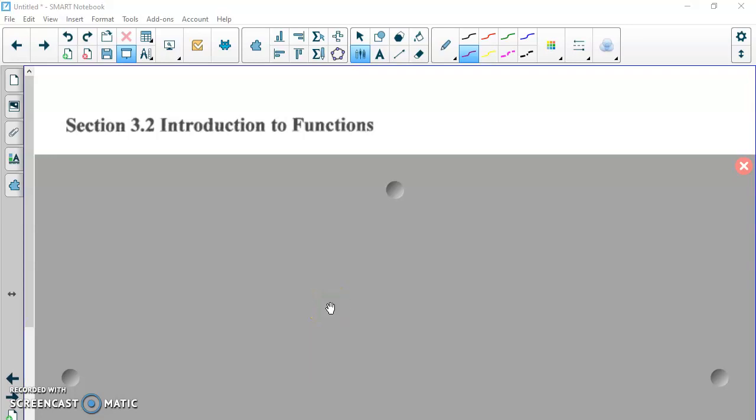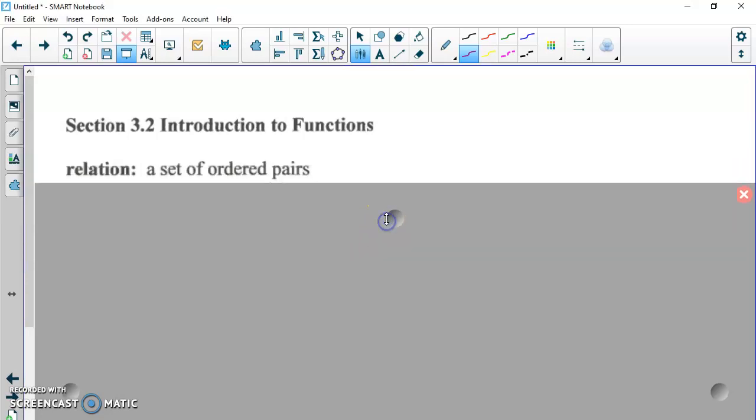Hey guys, so today we're going to do section 3.2, Introduction to Functions. Last class before the chapter 1, chapter 2 test, we started chapter 3, which was the coordinate plane and identifying and being able to graph points on the coordinate plane, the distance formula, the distance between 2 points, and also the midpoint of 2 points. So let's talk about functions.